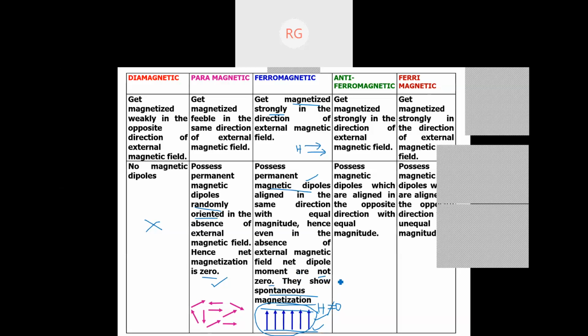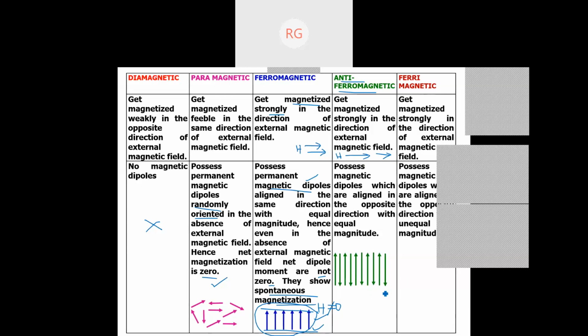Now, if you go for the next class of magnetic materials, which we call anti-ferromagnetic materials. Look at this. These are also ferromagnetic, but anti-parallel spins will be there. Therefore, it is a subclass of ferromagnetism. Hence, if you place these anti-ferromagnetic materials in the external magnetic field, they get strongly magnetized in the direction of applied field. Again, in this direction of applied field, they get strongly magnetized.